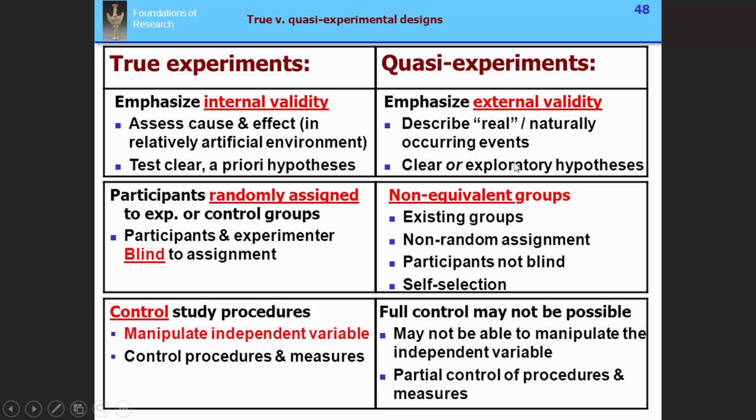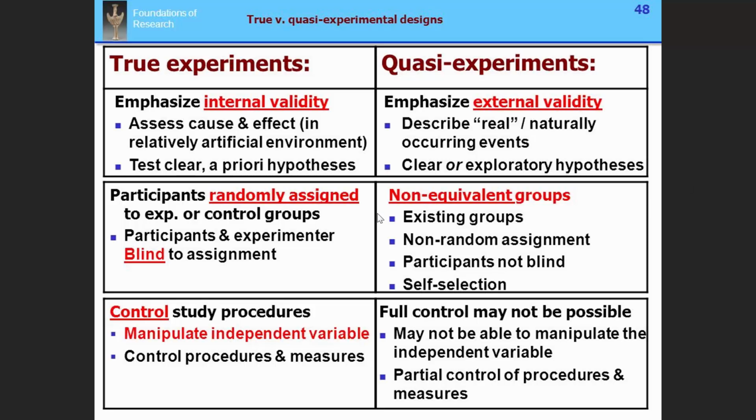In a quasi-experimental, we focus on external validity. In other words, is what we're looking at describing what we see happening in a real or natural environment? The difference between the real environment and the artificial environment is that in the real environment there are obviously many more factors that can take place that can negatively affect or alter our outcome.